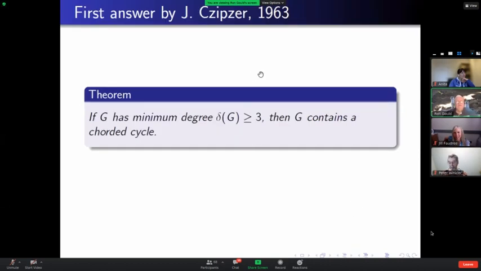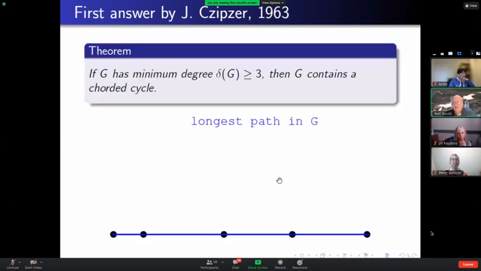And for some reason, I don't know if you can see the top line, I can't on mine, but Zipser in '63 was the first to answer Posa's question. And a graph that has minimum degree 3 is going to contain a chorded cycle. And I call this a theorem. It's really just an observation. If you just take a longest path, look at an end vertex, it has to throw at least 2 edges back, there's a chorded cycle. So that wasn't exactly too hard to come by. But that little observation is not so bad in the long run, as we'll see.